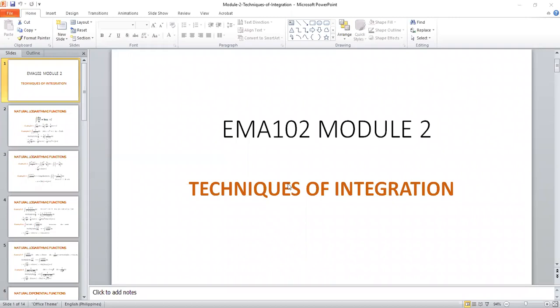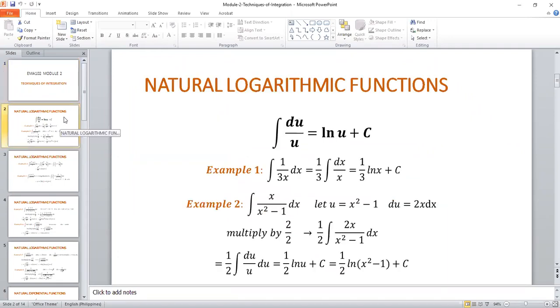So we're now on techniques of integration. And the first part here is on the natural logarithmic functions, because we also have the common logarithmic function. That's the log to the base 10. This one is the log to the base e. So that is why it's written as ln, the natural logarithmic functions.